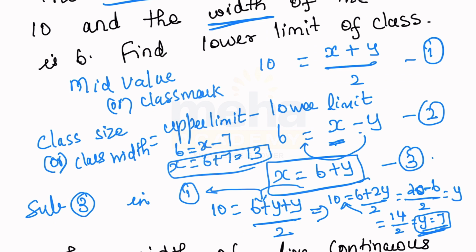This is how we solve and find the lower limit. Out of these, which is the lower limit? The lower limit should be 7, because comparing the values, x is 13 and y is 7. We know the upper limit is 13 and the lower limit is 7. So the answer is 7.